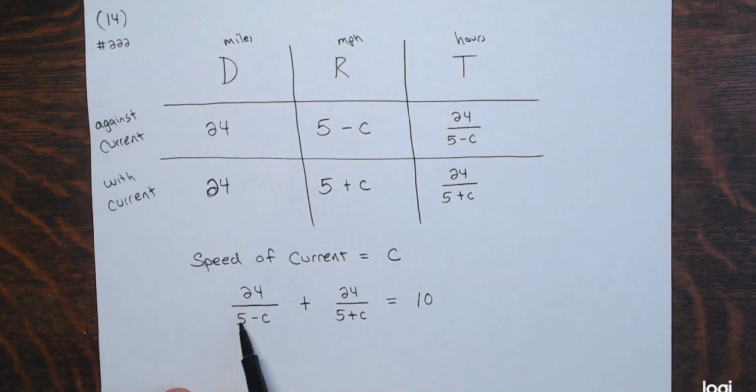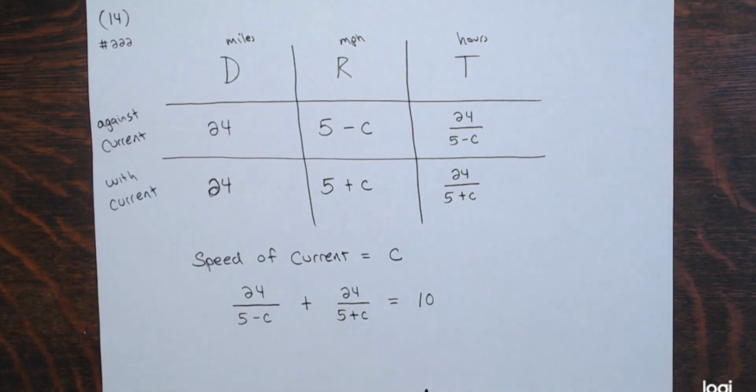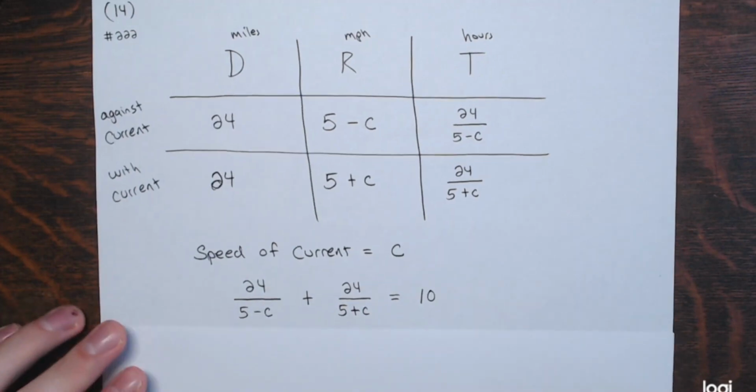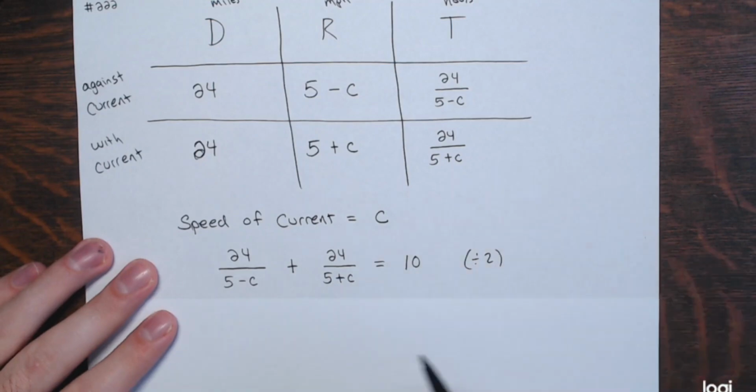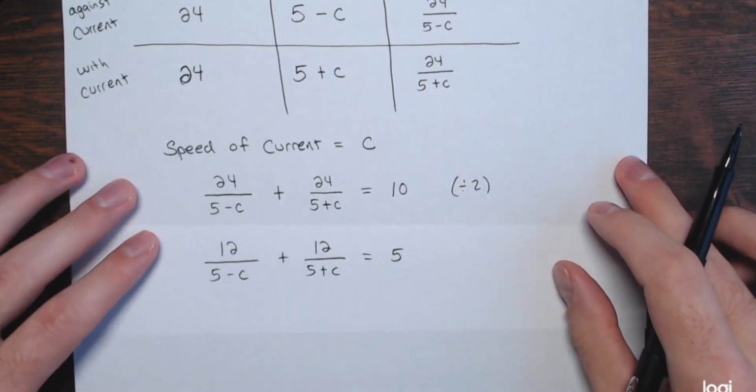24 over 5 minus C plus 24 over 5 plus C equals 10. Something I'm noticing is that the coefficients of all these terms are a multiple of 2. So just to make the numbers a little smaller, I'm going to divide everything by 2, both sides. So that'll be 12 divided by 5 minus C plus 12 divided by 5 plus C equals 5, just to make the numbers a tad smaller.